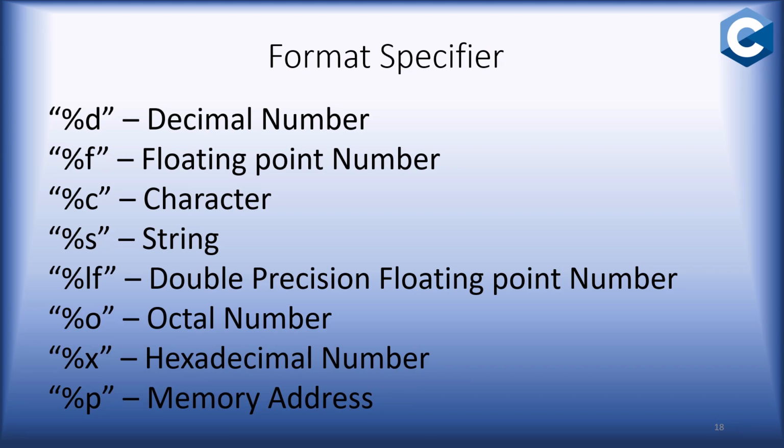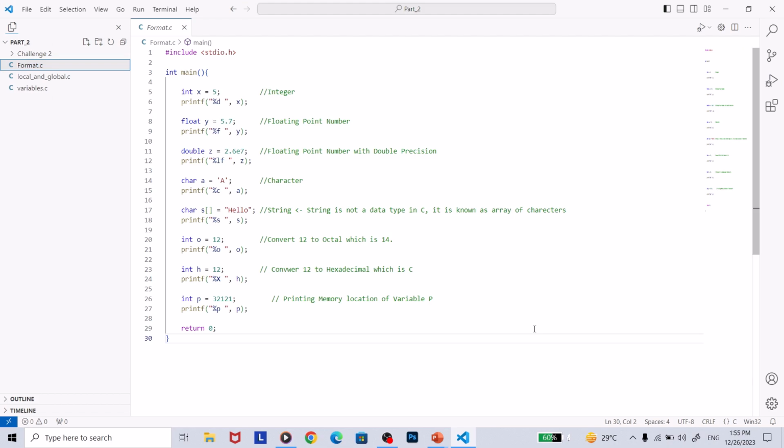%o is used to convert to octal number. %x is used to convert to hexadecimal number. %p is used to print the memory location of the variable. Now let me open Visual Studio Code and let us practice these format specifiers. In this example file, we can see the different format specifiers in the print statements. Take your time revising these format specifiers. I will share the PDF and exercise files in the description box and the comments box.